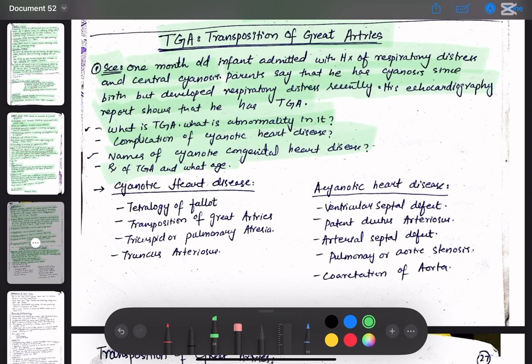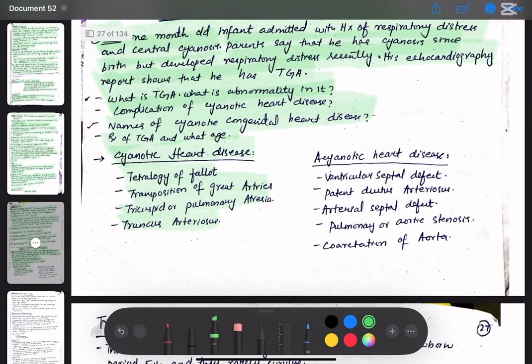These are cyanotic heart disease and acyanotic heart disease. The cyanotic heart diseases are tetralogy of Fallot, transposition of great arteries, tricuspid or pulmonary atresia, and truncus arteriosus. The acyanotic heart diseases are ventricular septal defect, patent ductus arteriosus, atrial septal defect, pulmonary or aortic stenosis, and coarctation of aorta. Okay, four are cyanotic heart diseases and five are acyanotic.